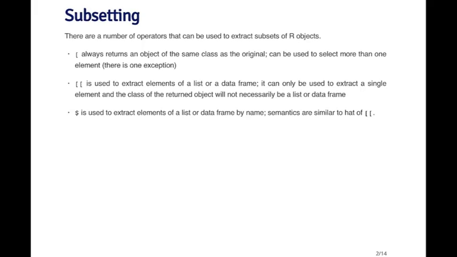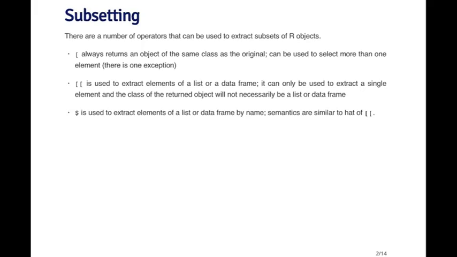The double bracket operator is used to extract elements of a list or a data frame. It can only be used to extract a single element of that object, and the class of the returned object will not necessarily be a list or a data frame. Remember that lists can hold things of many different classes. They don't all have to be the same. So the first element might be a numeric vector, the second element might be a data frame, the third element might be a complex vector, etc. And so when you use the double bracket operator to extract an element of a list, the object that comes back may not be a list. It may be an object of a totally different class. So that's what the double bracket operator is useful for.